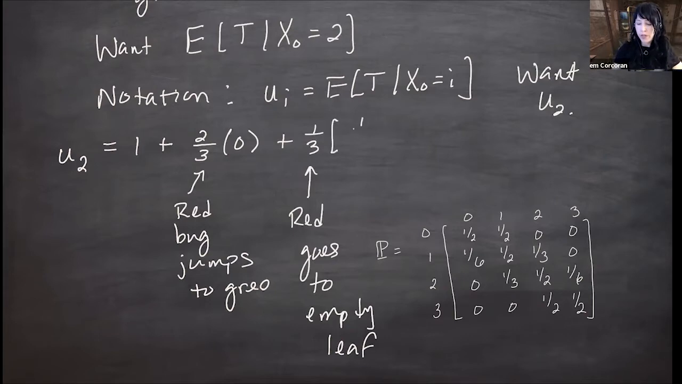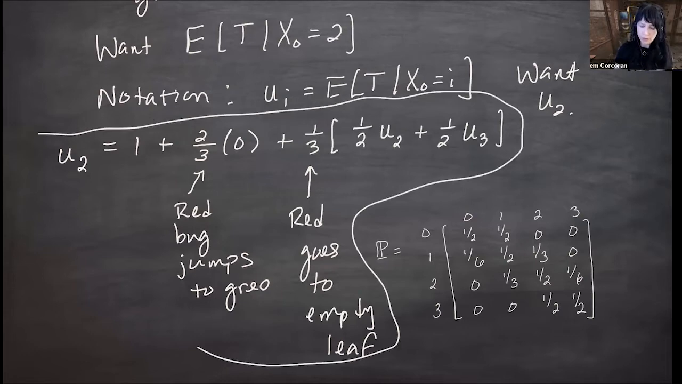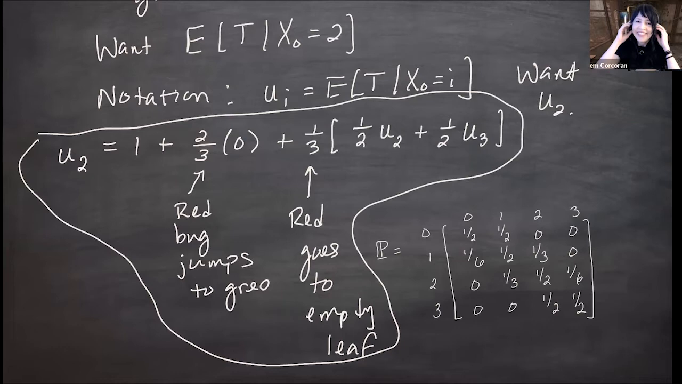So with probability 1/2, after the red bug goes to the empty leaf, the green bugs are still at 2. With probability 1/2, no new green bug joins, so you're still at 2. And then with probability 1/2, a new green bug joins, so now you're at 3. So it's the same concept, but it's really different as well. So I hope that helps.